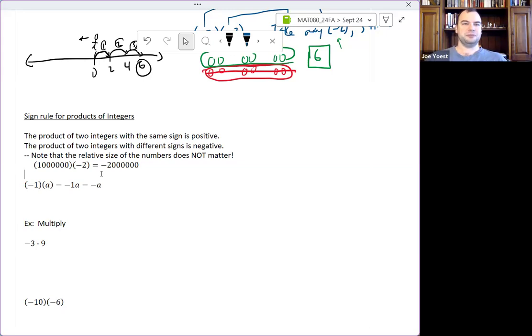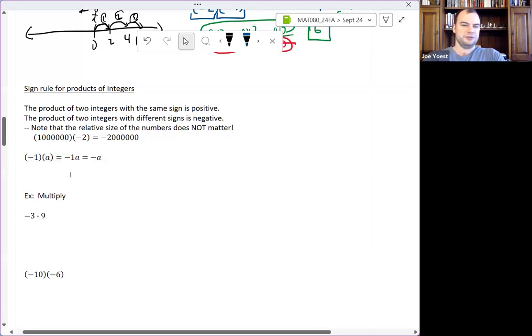But in addition and subtraction, we care about the relative size. But in multiplication, we don't. So just because the bigger number is positive and the smaller number is negative, that has no bearing on the sign of the answer.